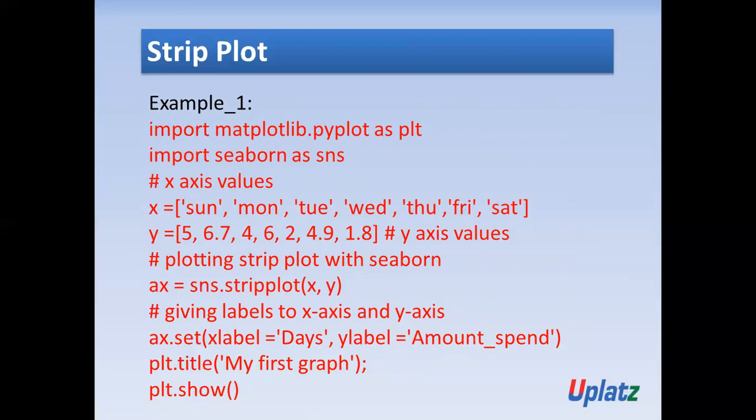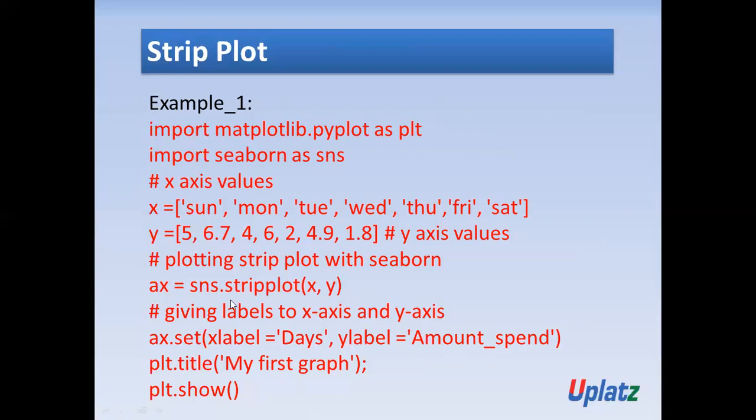So how do we create a strip plot using these two? It's very easy. We have imported seaborn as sns, so write sns.stripplot and inside that, pass the lists x and y. Now the result of this, you can assign to the variable ax, so that with the help of this ax, you can provide the labels for the x and y axis.